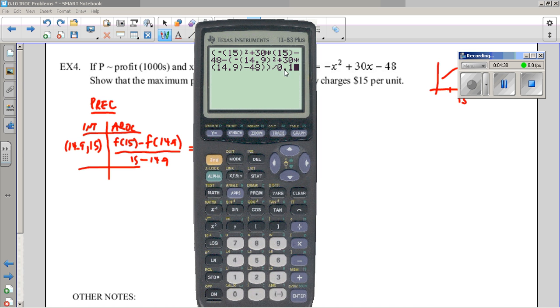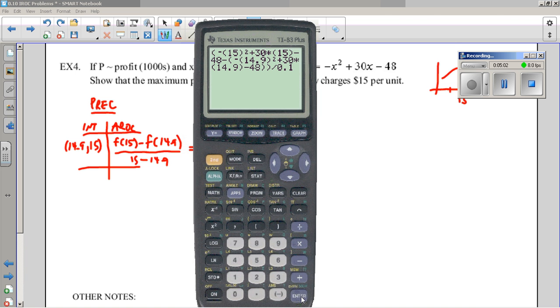All right, as promised, there's the calculator. Notice I'm doing this whole darn thing in one step. Negative x squared plus 30x minus 48, minus negative x squared plus 30x minus 48, over 15 minus 14.9, which I did in my head is 0.1, and then this answer is going to be the IROC.